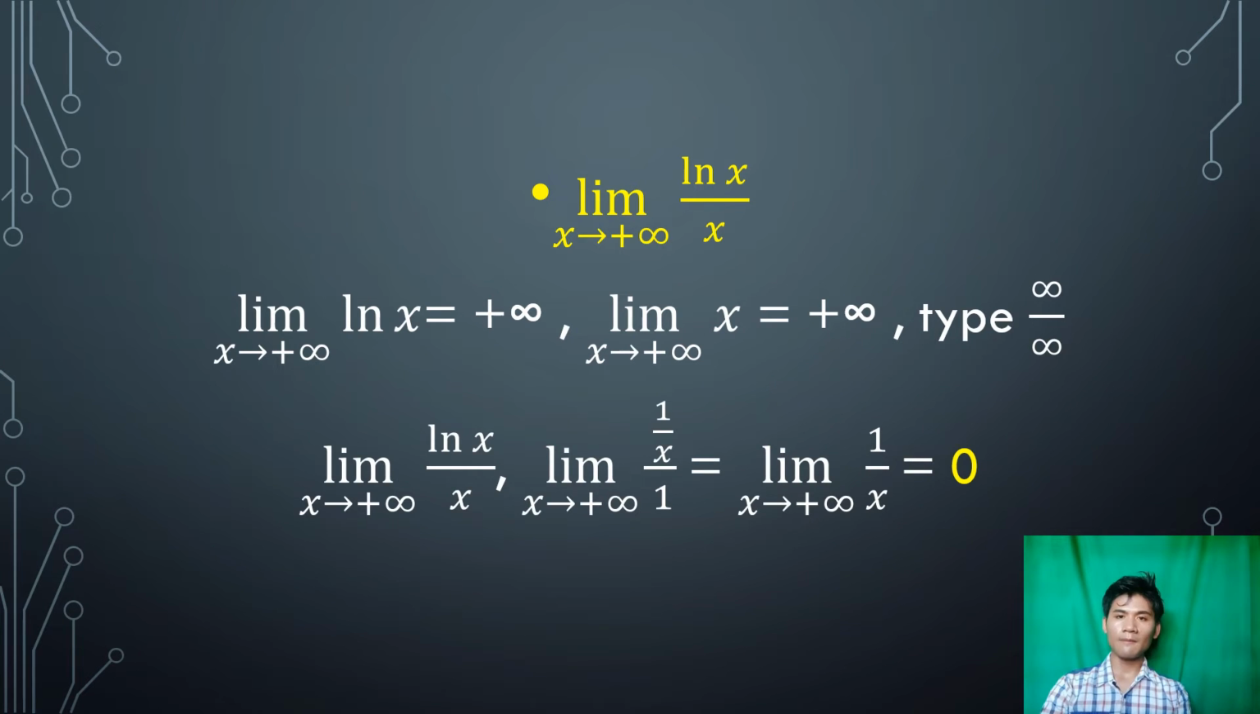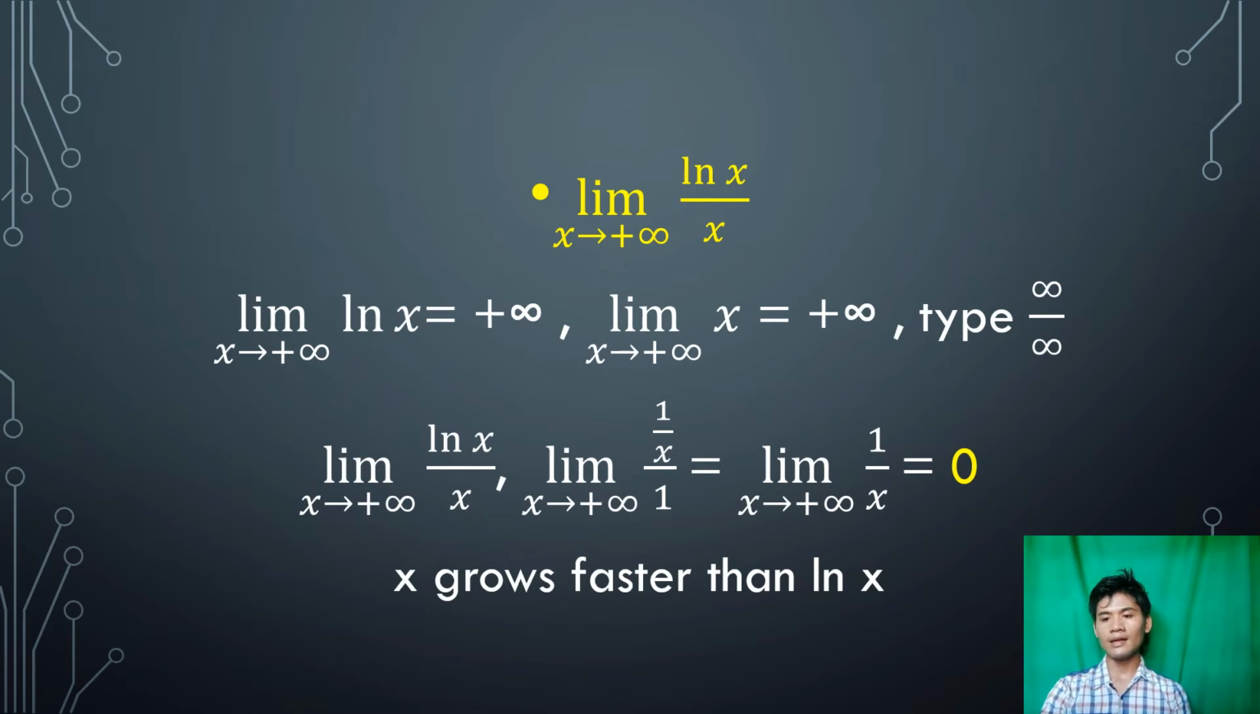Since we are using L'Hopital's rule, remember that we must differentiate the numerator and denominator separately first. The derivative of ln x is 1 over x, and the derivative of x is 1. So we have the limit of 1 over x all over 1 as x approaches positive infinity. Simplifying, the limit of 1 over x as x approaches positive infinity is equal to 0. Therefore, x grows faster than the natural log of x, or ln x.